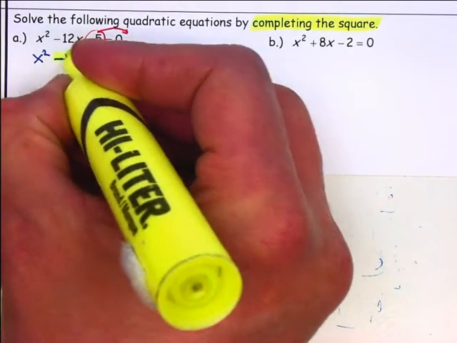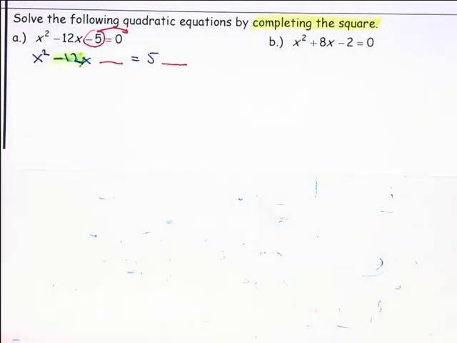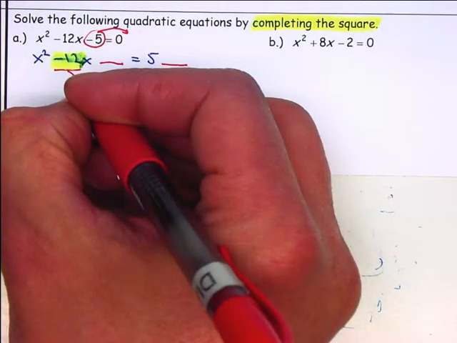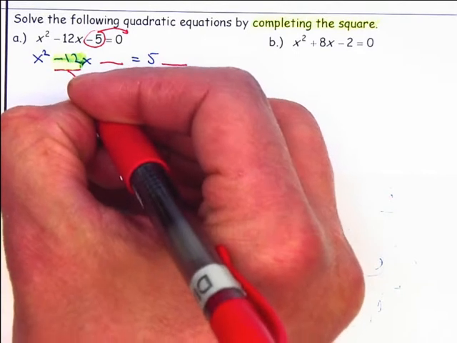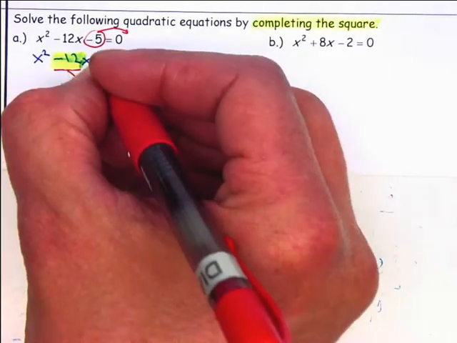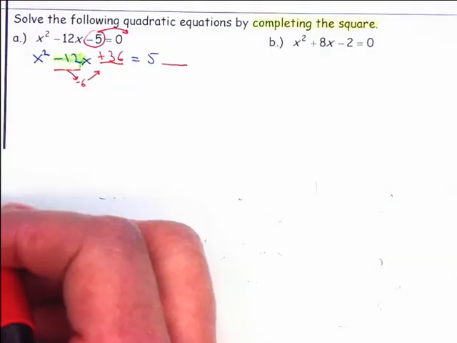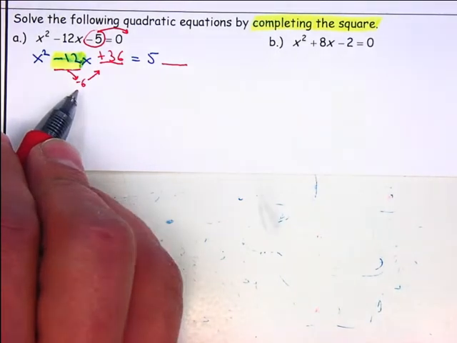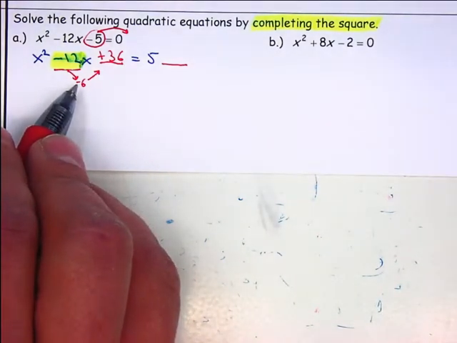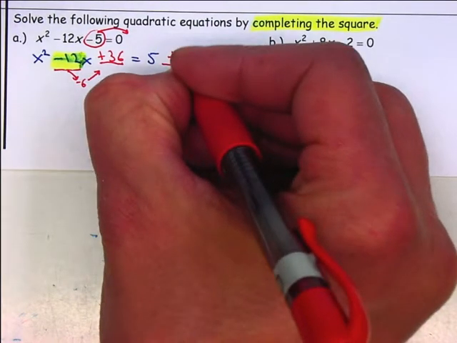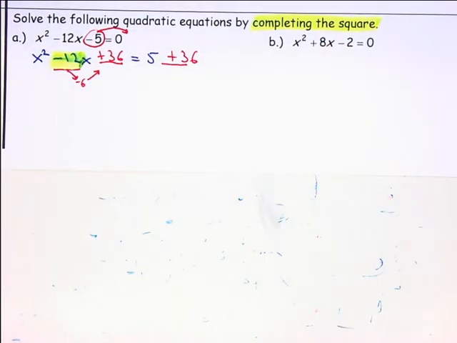I want you guys to highlight the letter B, which is negative 12. We are going to take half of negative 12, which will be negative 6. And then we're going to square it. Negative 6 times negative 6 is positive 36. I want to make sure that I see that little negative 6 in red. Tiny little negative 6, small. And I'm going to do the same thing on the other side.